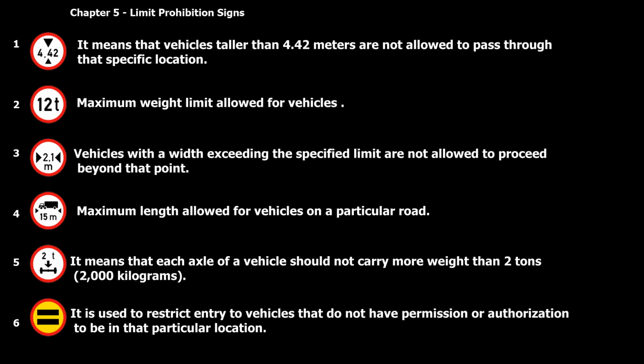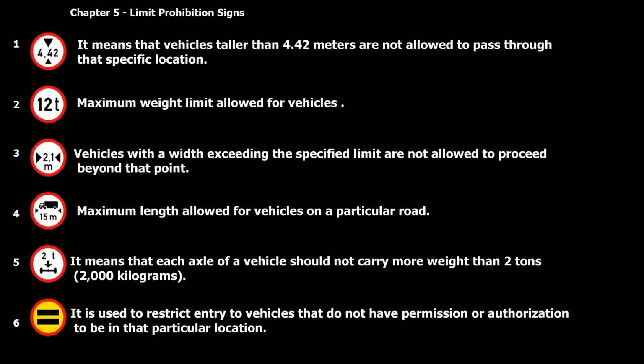And then sign 3, we see there's 2.1, and there's an M underneath, which is meters. We also see triangles on the left and on the right side. So it's pretty much saying that vehicles with a width exceeding the specified limit, in this case 2.1 meters, are not allowed to proceed beyond that point. So basically your vehicle should be around 2.1 meters wide at most. Hope that makes sense. If you do understand what width means, you would understand what I'm trying to say. If not, you can just Google the meaning of width.